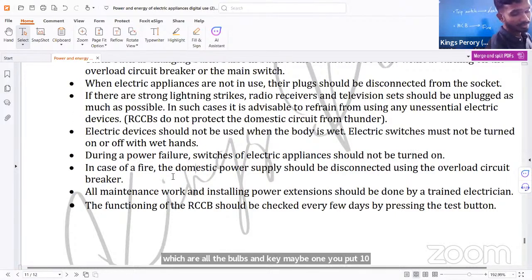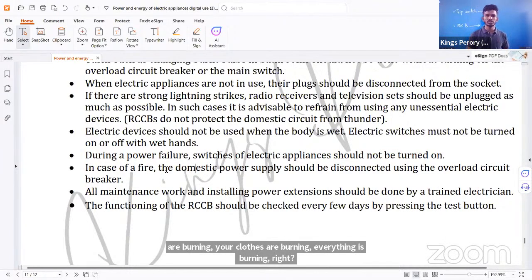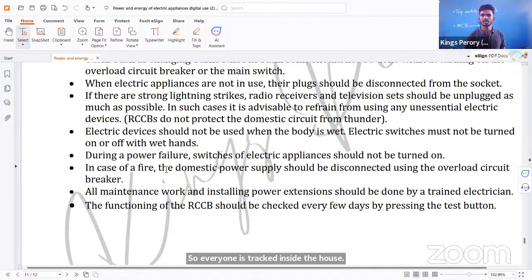In case of fire, what do you do? Now, if there is a fire in your house, what do you do? Disconnect the overload circuit breaker. First, you run to the overload circuit breaker and turn it off. Maybe the house is burning, your documents are burning, your clothes are burning, everything is burning, and everyone is trapped inside the house. First, you run and switch off the overload circuit breaker.